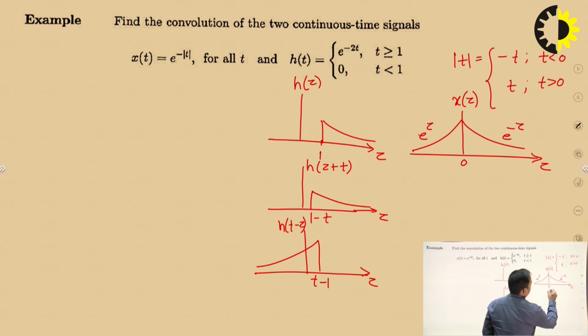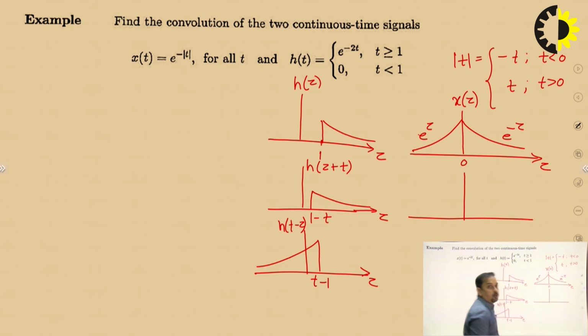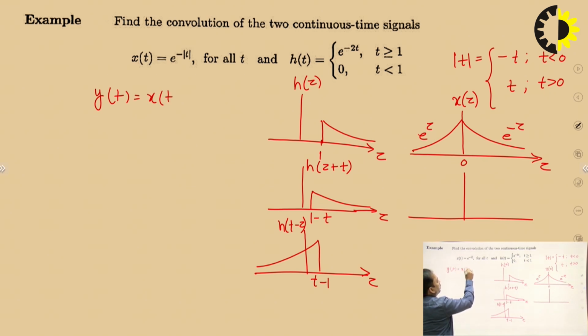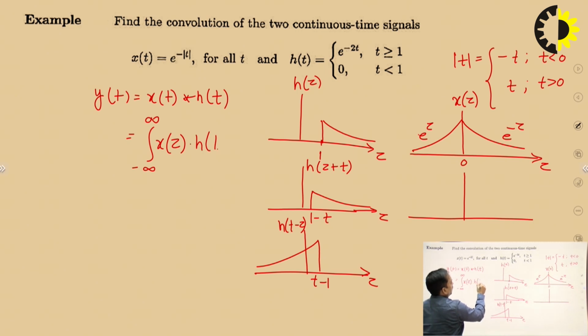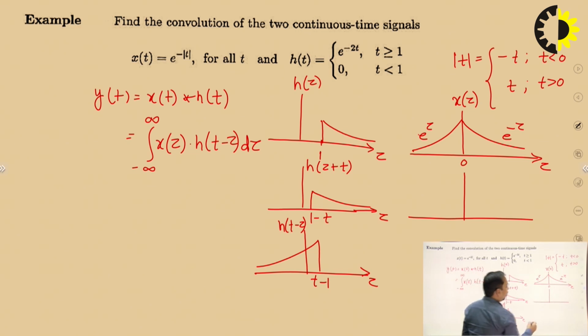Now we can see over here that we want to perform the convolution. So convolution means y of t is nothing but x of t convolved with h of t. This can be represented as the integral from minus infinity to infinity of x of tau h of t minus tau d tau. We have performed the shifting as we have performed h of t minus tau. We also have x of tau.